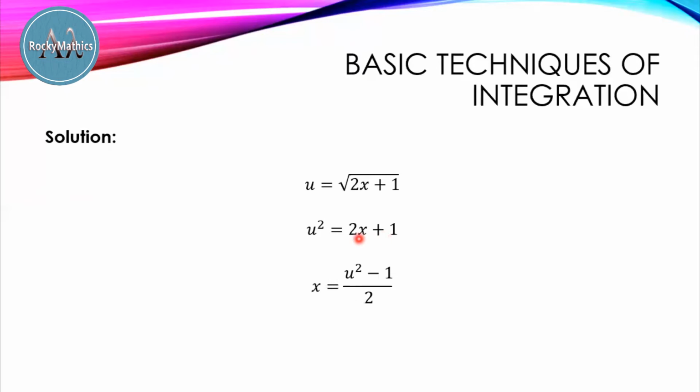So by manipulation, we have x is equal to u squared minus 1 over 2, because this will be transposed to this side. So we have negative 2x and u squared. This becomes negative u squared plus 1, multiplying by the negative. So we have x is equal to u squared minus 1 over 2 because we divide this one by 2. So we have to take note that we were able to write x in terms of u.